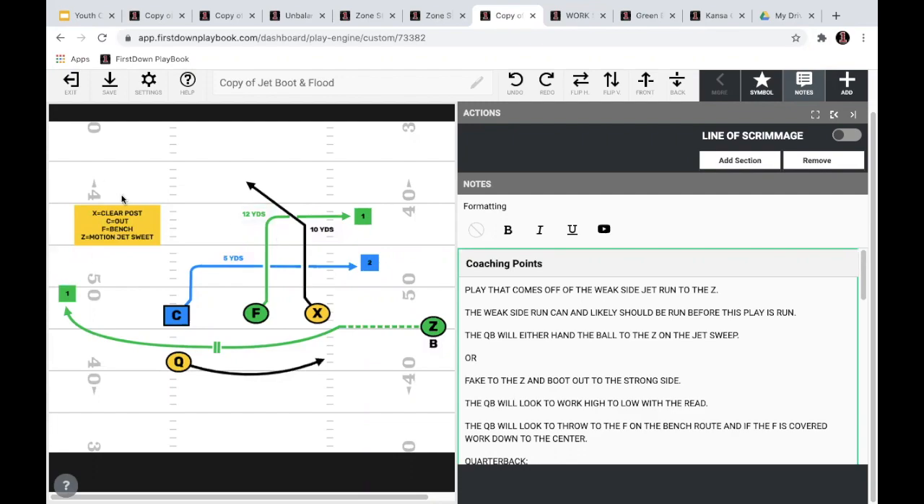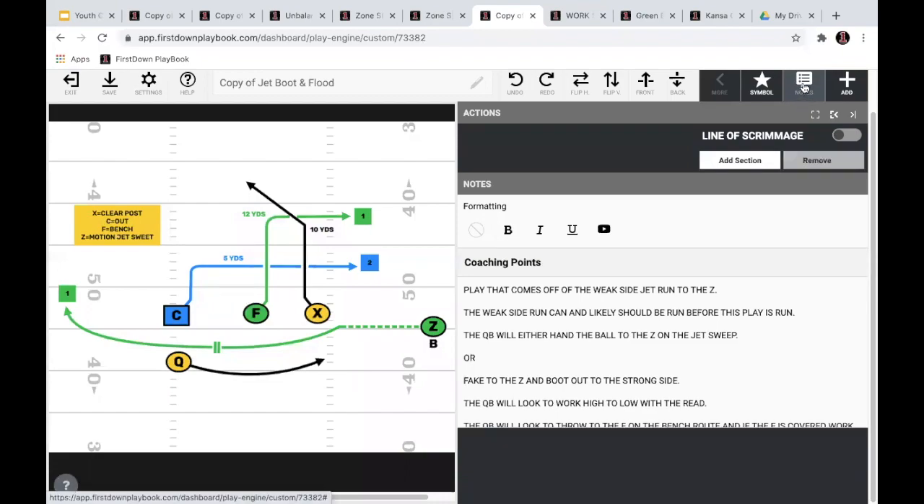If they keep another player over here, all right, let me just go ahead and get rid of the notes here for a second. Let me try to get rid of the notes for a second.